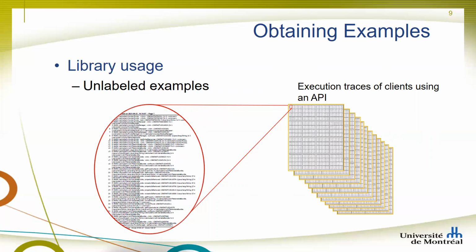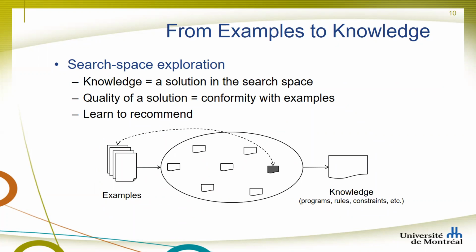Then in some cases we don't need to label. So for example, if you are talking about how to use an API, what we need is execution traces of clients using this API. So we have already some clients using the API. So we just execute the clients on the API and collect the execution traces. I will explain which part of the traces are of interest to us. And we don't need to label them. We just need to have these execution traces. Okay. So this is about how to obtain examples.